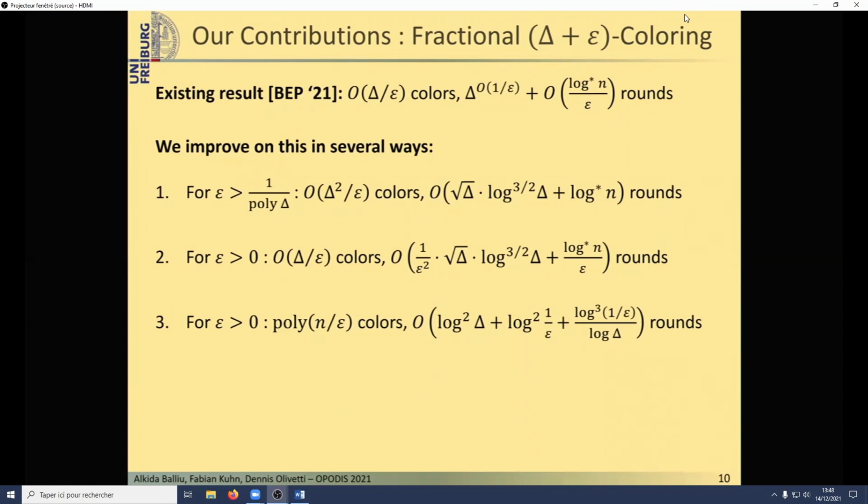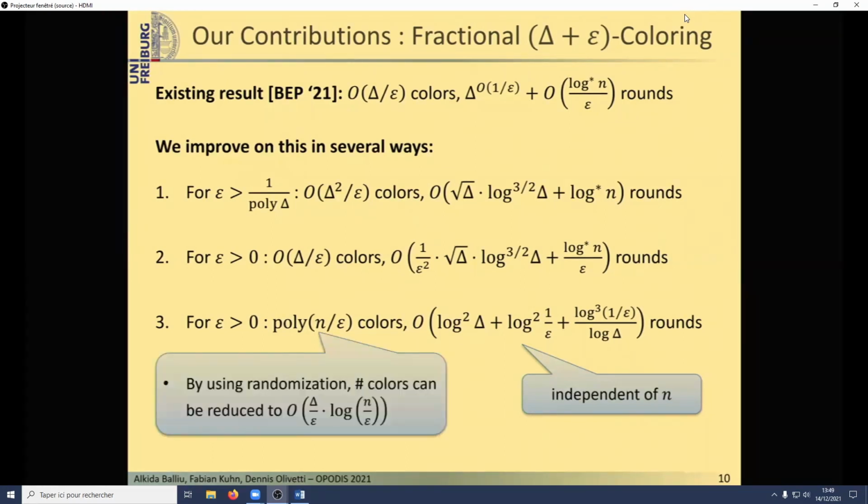There's one thing to note here. This is independent of n. So it also doesn't have this log star n dependency, which, okay, maybe it's not surprising that for fractional coloring, you don't need the log star n dependency. We already knew it for delta plus one coloring, right? And very often, once you go to fractional relaxations, the whole symmetry breaking aspect that needs the log star n kind of goes away. Let me just remark that by using randomization, the number of colors can actually be reduced quite a bit.